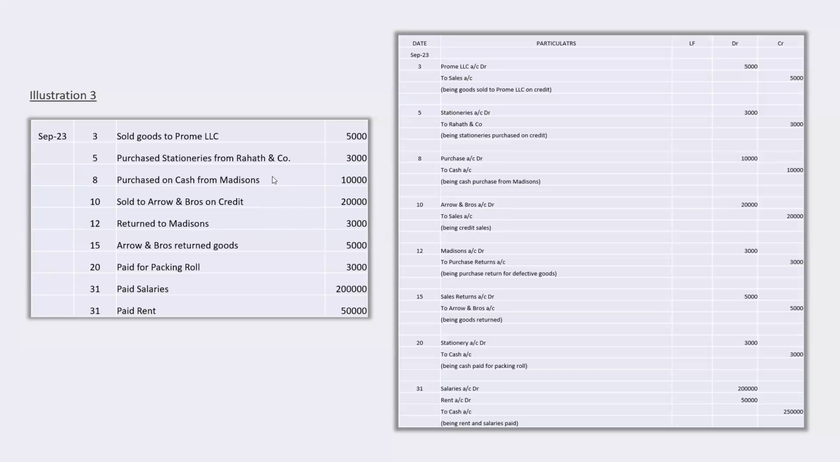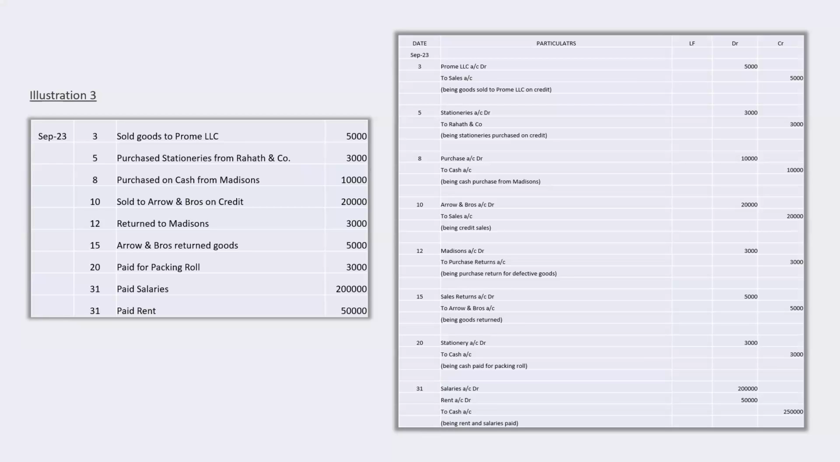That is, we have already purchased goods from Madison's worth 10,000 by paying cash. We have already paid the cash to Madison's, that is 10,000 has been paid. Out of that, 3,000 worth of goods we have returned to Madison. So Madison's group has to pay back 3,000 cash to the organization's account. Or what they can do is deliver a few more goods worth 3,000 to the organization.